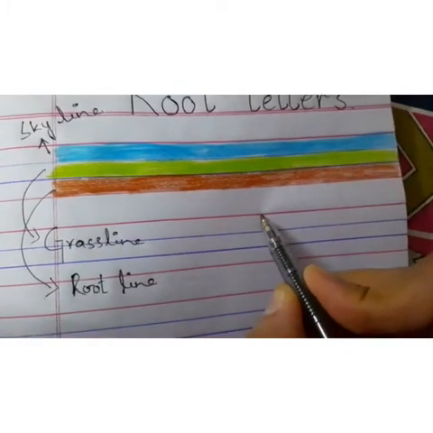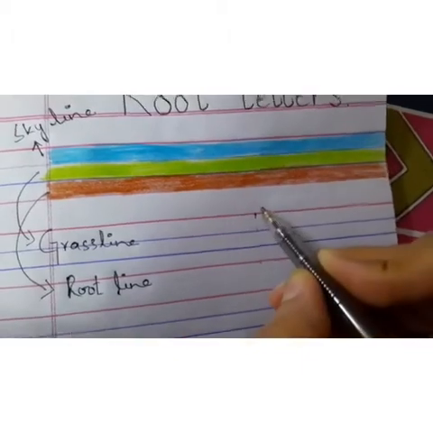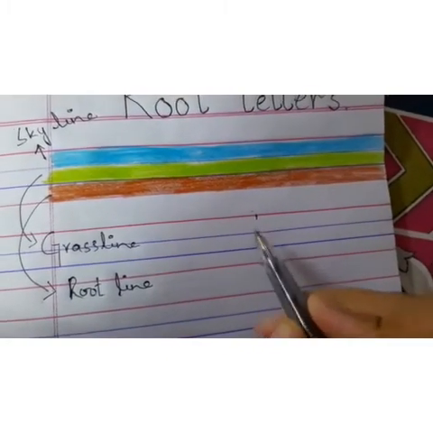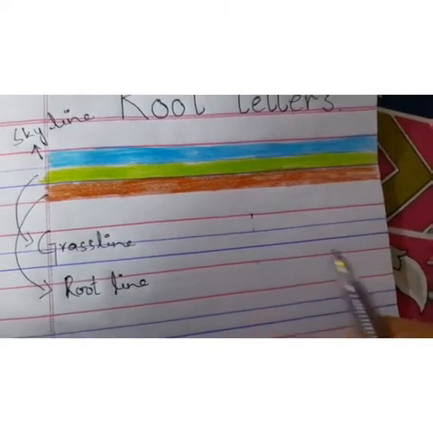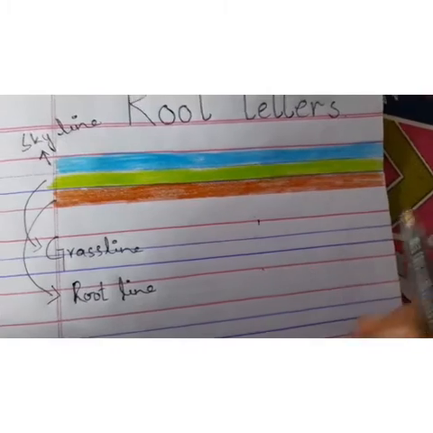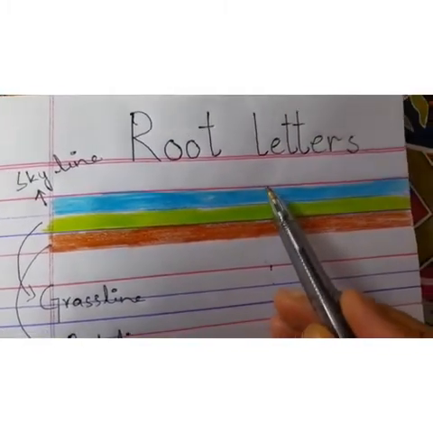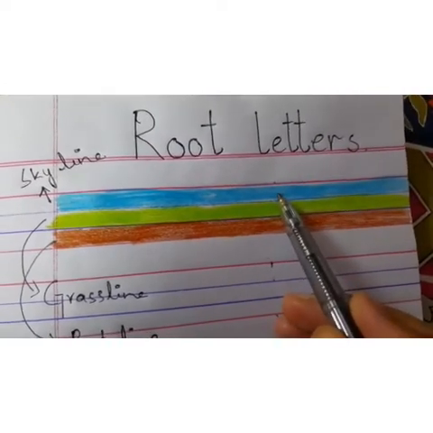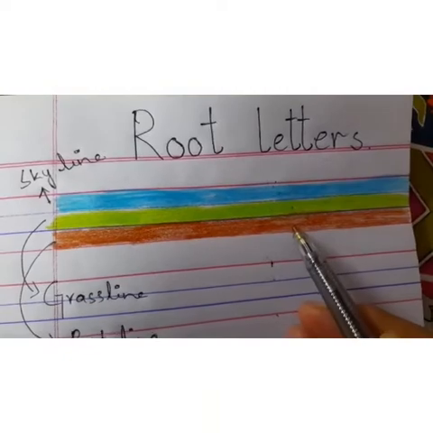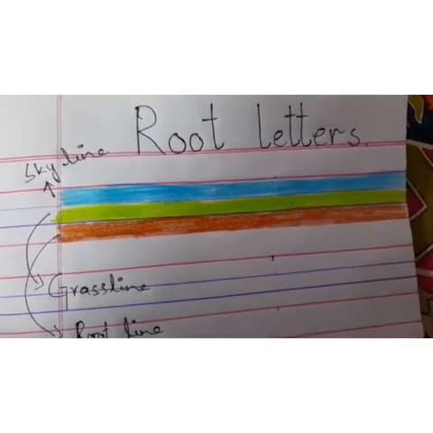First of all, we are going to count the lines: 1, 2, 3, and 4. The first line is the sky line. The second and third lines are the grass line, and the fourth line is the root line. So all those small case letters which are touching the fourth line are called the root letters. The sky letters will be touching the blue line, the grass letters will be touching the green line, and the root letters will be touching the brown line. Okay, to make it clear.